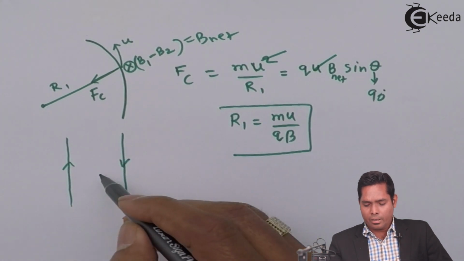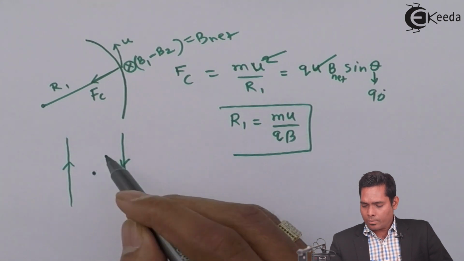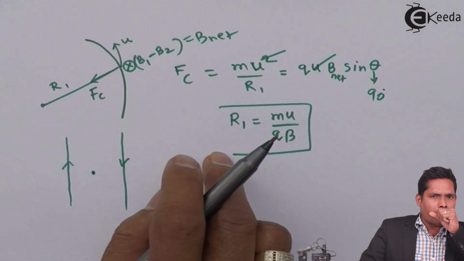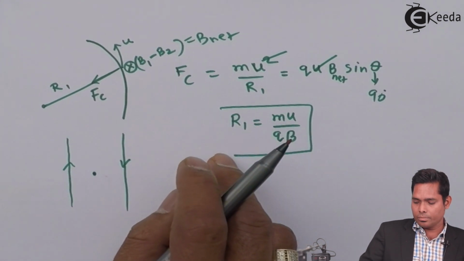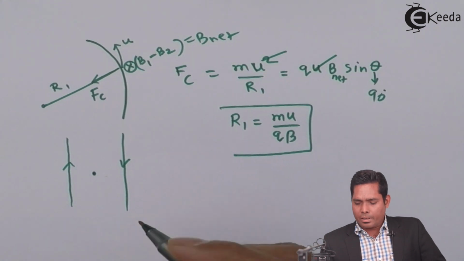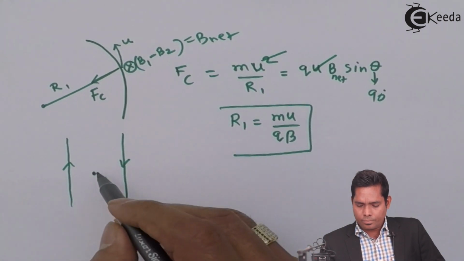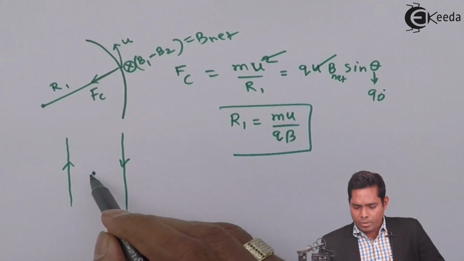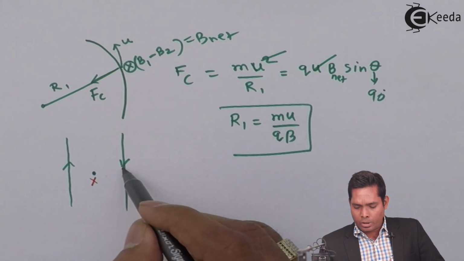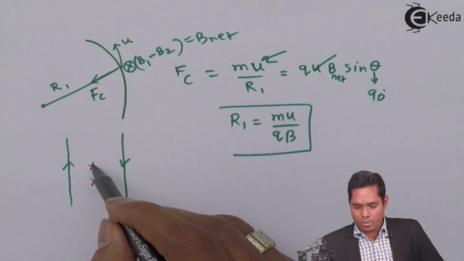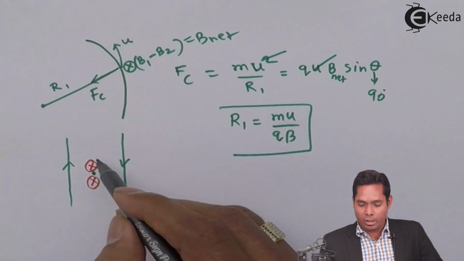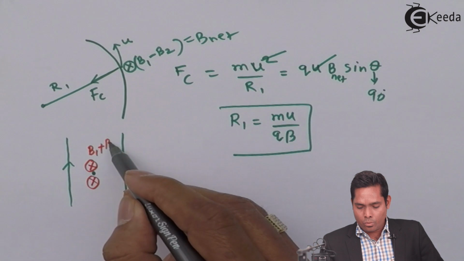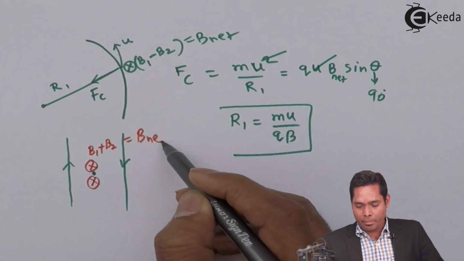There is another situation when the current is up this side and down this side, and the charged particle is moving. This magnetic field will be down, and due to this the magnetic field also will be down. So magnetic field of both will add up, and this B1 plus B2 will be the net magnetic field.